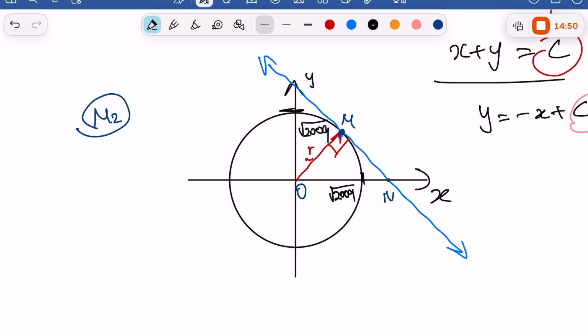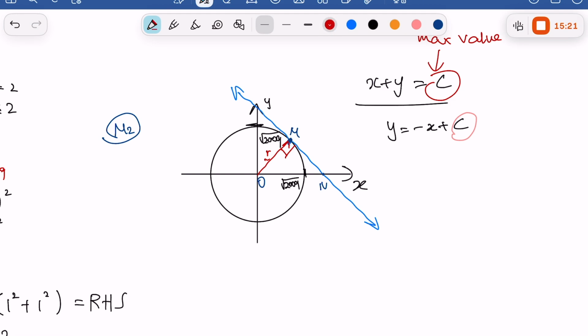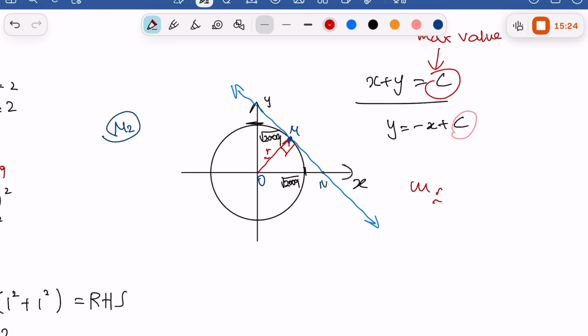And what do we do next? So we can see that we have formed a right angle triangle right here. And then we also know that the gradient of the blue line, the tangent, is -1. And with this information, we can obtain the gradient of the radius. Because the gradient of the radius would be the normal of the gradient of the tangent, which equals -1 over -1, which is just 1.